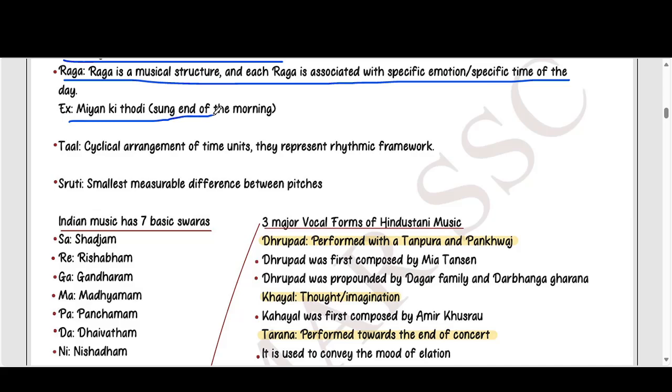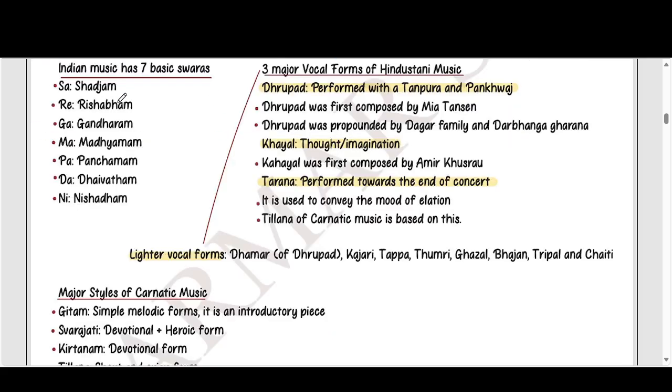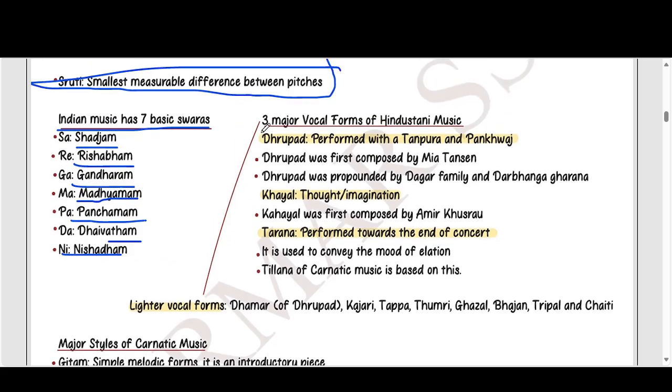Miyan ki Todi is sung at the end of the morning. Tala is a cyclic arrangement of time units; they represent the rhythmic framework. Shruti is the smallest measurable difference between pitches. Indian music has seven basic notes: Shadja, Rishabha, Gandhara, Madhyama, Panchama, Dhaivata, Nishada. Three major vocal forms of Hindustani music follow.